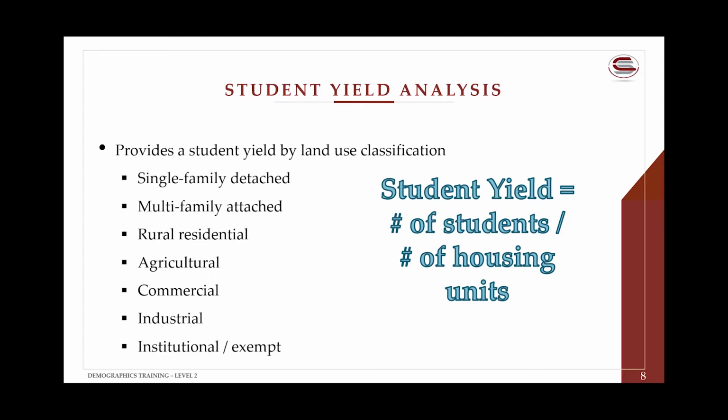Student yields can be calculated by land use classification by calculating the total number of units divided by the total number of students living in those units. For example, if there are 200 single-family units in a school district with 100 students living in those single-family units, the single-family student yield would be 0.5 students per single-family unit.